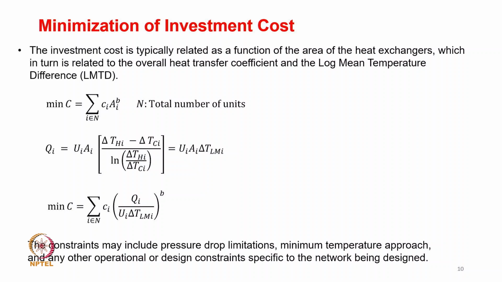Now you can see that q, which is of course the heat transferred, is U A delta T Lm. So this part is the delta T Lm and this is the ai. So now you can rewrite your ai as qi divided by ui times delta T Lm. So the minimization of the cost we can write in terms of delta T Lm power b. And you can have certain constraints here: the minimum pressure drop limitation, minimum temperature approach, and other operational design constraints specific to the network that is being designed.